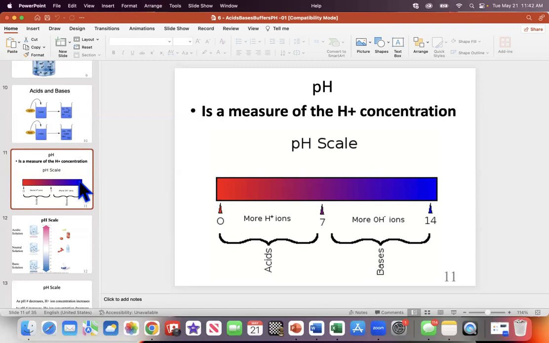So the pH scale. The pH scale goes from 0 to 14. 7 is neutral. If the solution's pH is from 0 to 7, it is acidic, and acidic means more H plus. If the solution's pH is from 7 to 14, we call it basic, and basic has more OH or less H plus. And that's the pH scale.